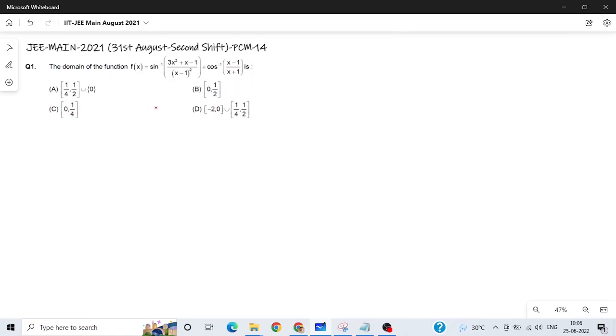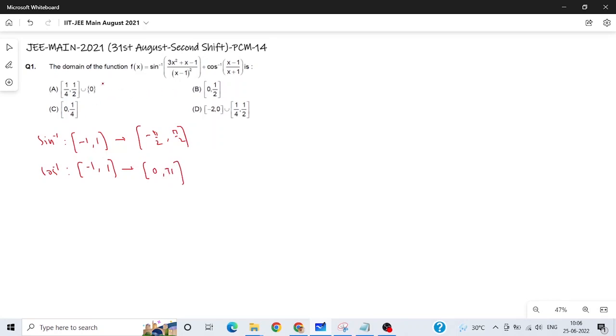Now if we see our function, it has a sine inverse and a cos inverse, which are standard functions. We know that sine inverse is a function from the closed interval minus 1 comma 1 to the closed interval minus pi by 2 comma pi by 2, and cos inverse is a function from the closed interval minus 1 comma 1 to the closed interval 0 comma pi.